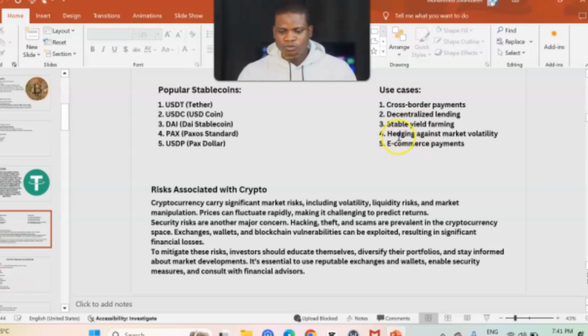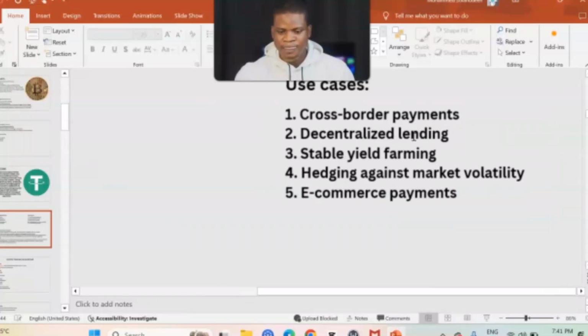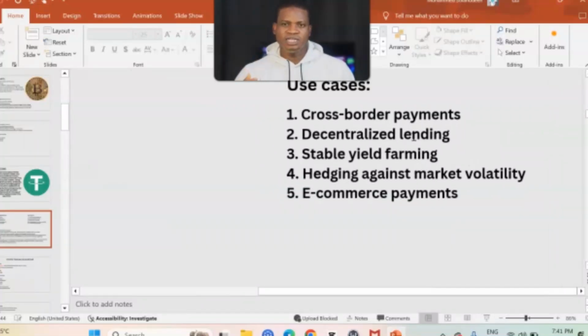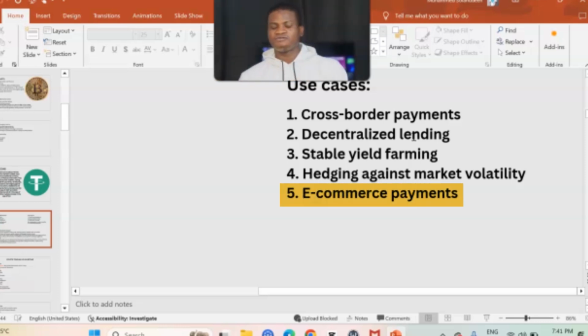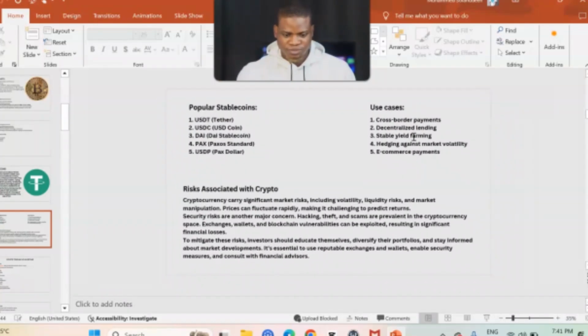You can also use them to hedge against market volatility, because when the market is volatile and the price of your asset is going down, you can actually get these stablecoins and use them to hedge against the volatility of the market. And they use them for e-commerce payment on different websites, different e-commerce platforms to make payments.